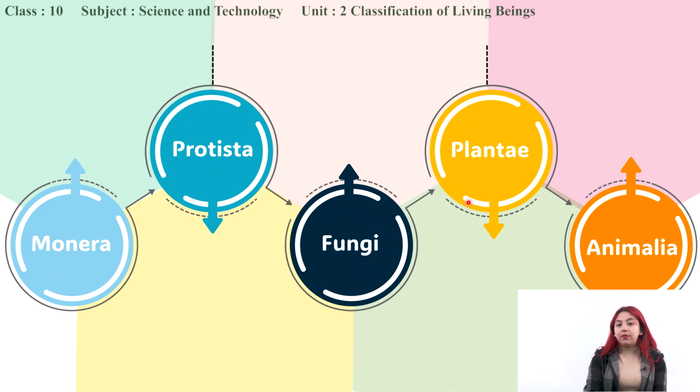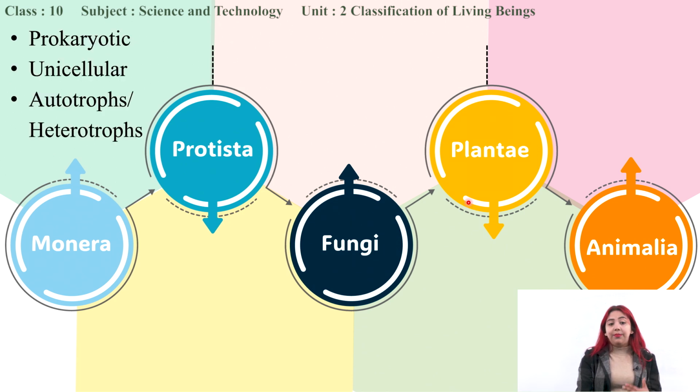So the first kingdom we have is Monera, and as I mentioned earlier, they are prokaryotic unicellular organisms. And the mode of nutrition in Monera is either autotrophic or heterotrophic. Now autotrophs are those organisms that can prepare their own food, whereas heterotrophs are organisms that cannot prepare their own food. And in heterotrophs there lie 3 different modes of nutrition: the holozoic mode of nutrition, the parasitic mode of nutrition, and the saprophytic mode of nutrition.